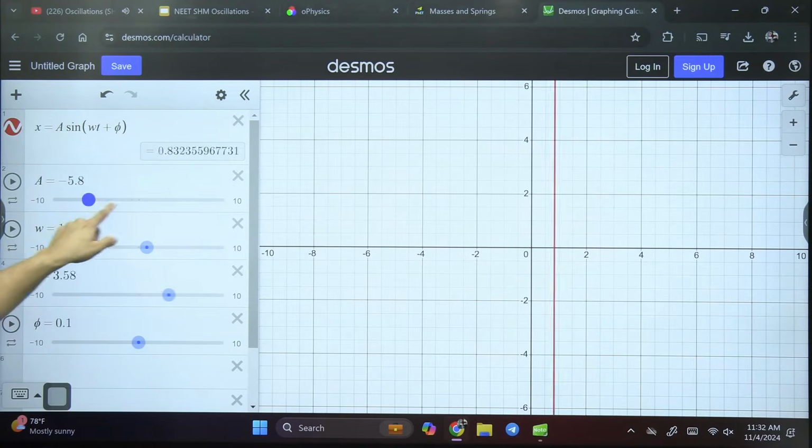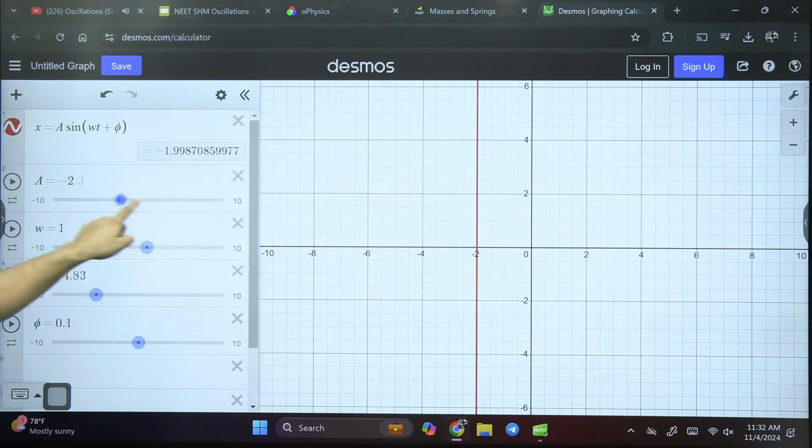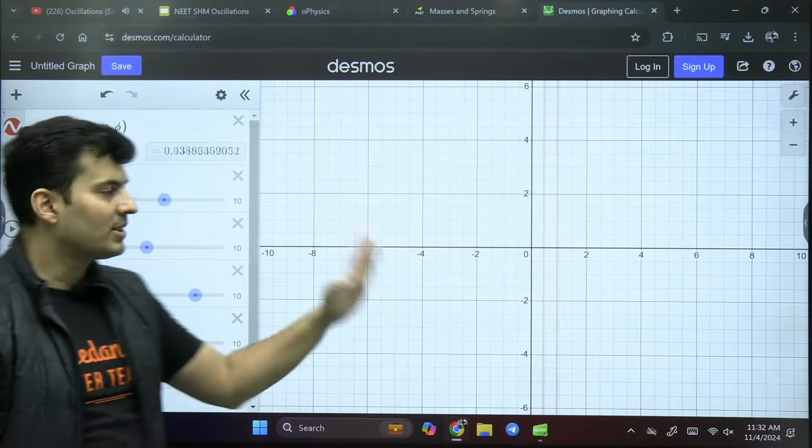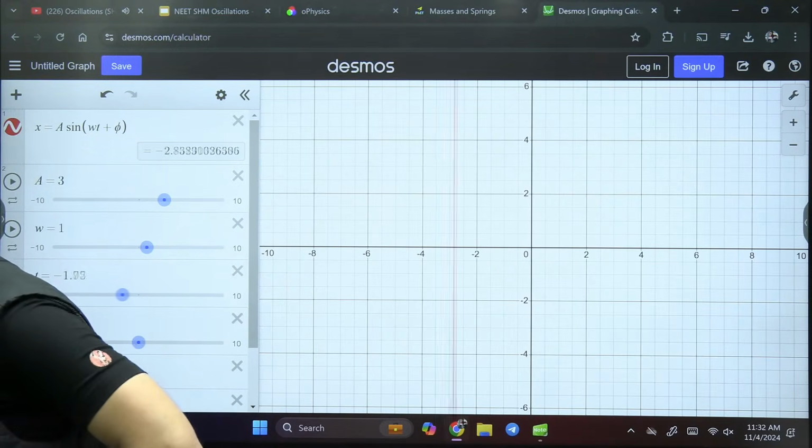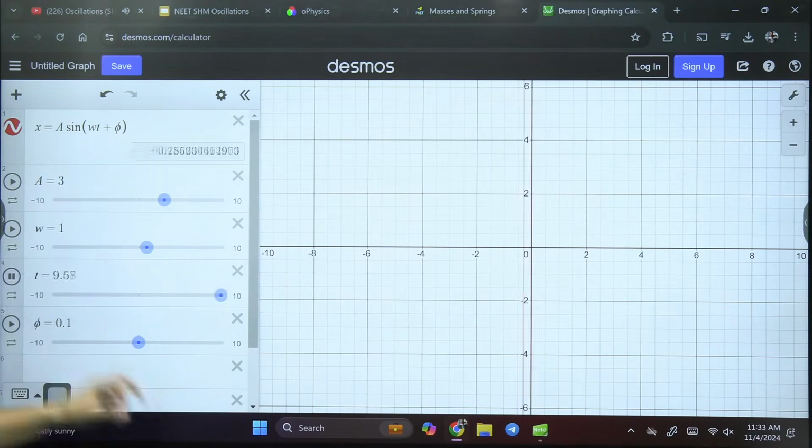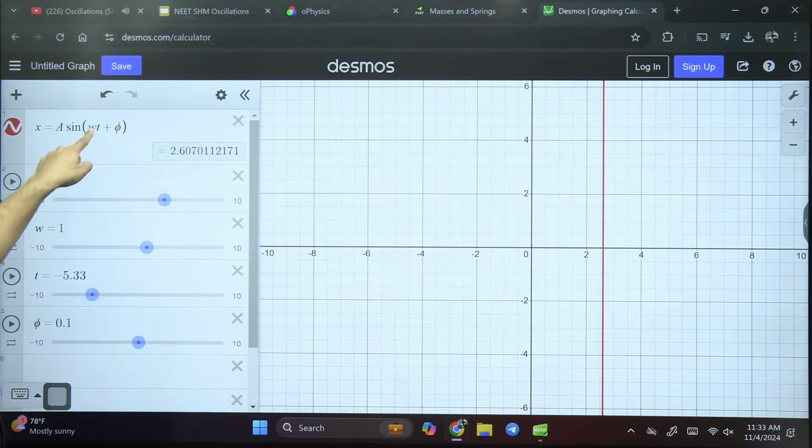So amplitude is the one which is outside. Is everybody clear till this point? How it is going back and forth? Okay. Sir, what happens if you change omega?